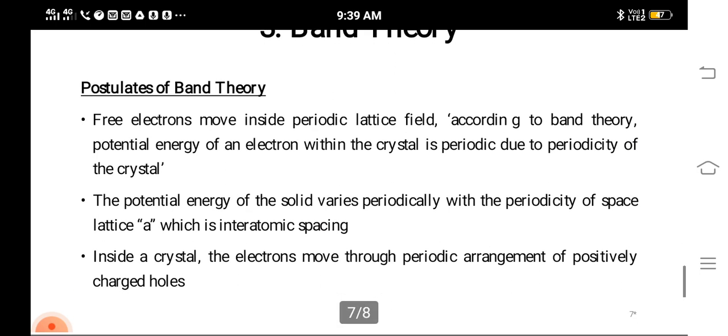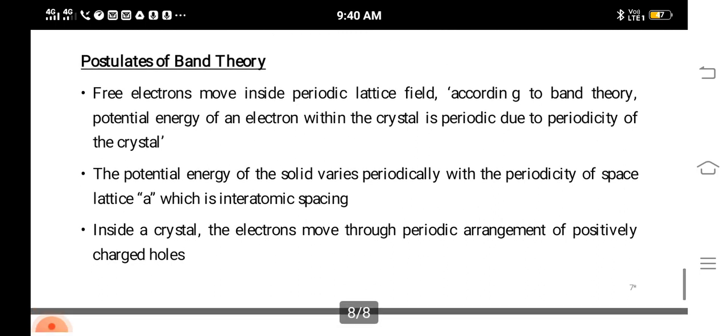The postulates of band theory are: free electrons move inside a periodic lattice field. According to band theory, the potential energy of an electron within the crystal is periodic due to the periodicity of the crystal. The potential energy of the solid varies periodically with the periodicity of the space lattice a, which is the interatomic spacing. Inside a crystal, the electrons move through a periodic arrangement of positively charged ions.